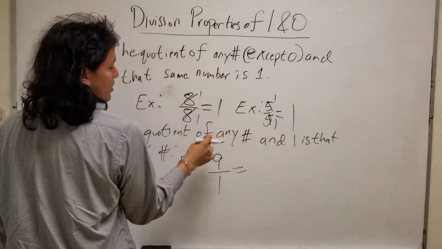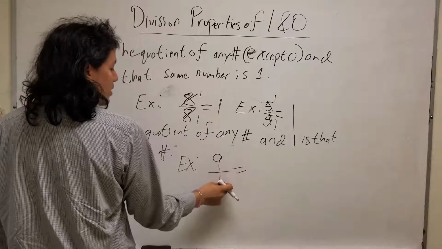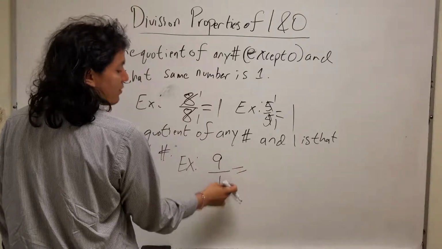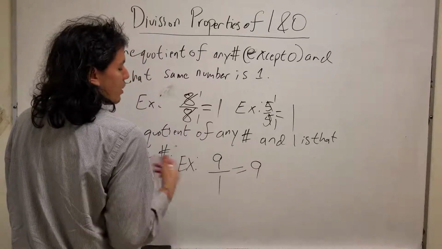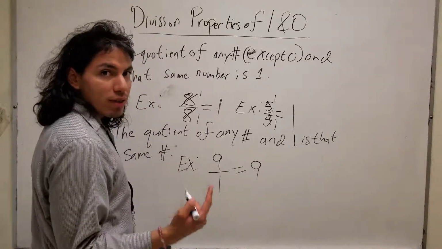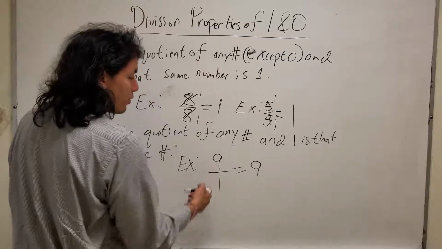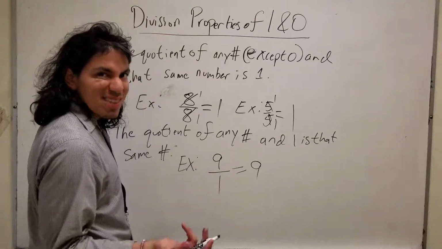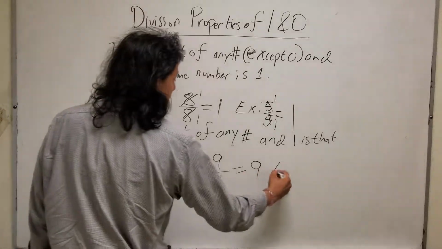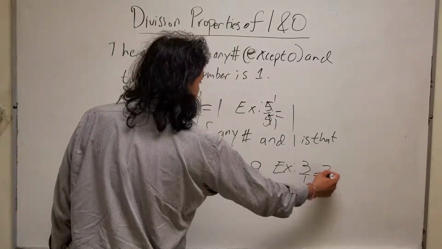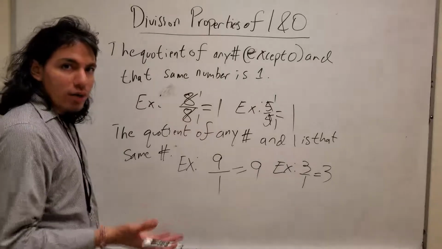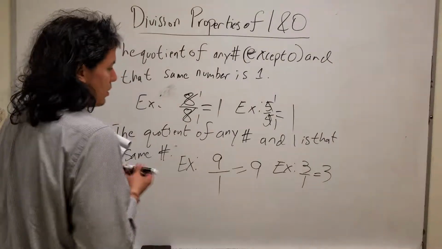I'm going to explain what happens later. And if 1 is in the denominator, no matter what, 1 divides into 9 times. That's why whenever you see a number, put a 1 in the denominator for that number, it's essentially going to be that same number. So these two are the same. Same goes for, let's say, 3 over 1. That's just going to be 3 because 1 goes into it 3 times.